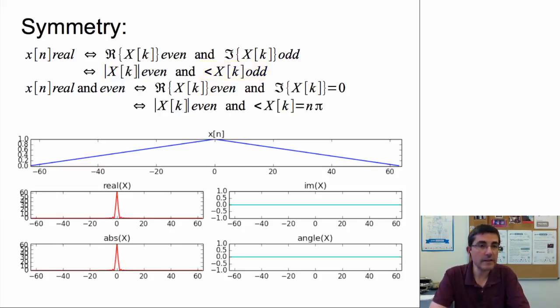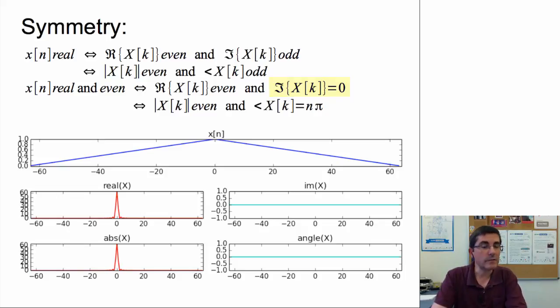And then if we look at another type of signal, a signal that is also real but at the same time is even, has an even symmetry itself, the time domain signal, then if we compute the DFT of that, we will see that the real part of the spectrum has an even symmetry and the imaginary part is all zeros.